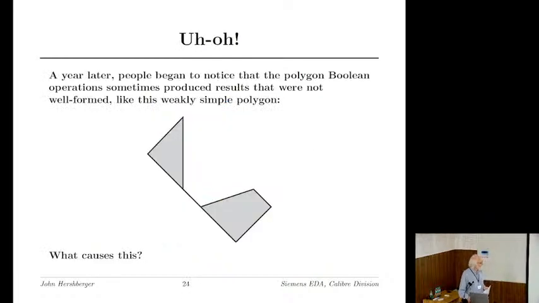But, unfortunately, a year later, people started to notice that the polygon Boolean operations sometimes produced results that weren't well formed, like this weakly simple polygon. The system is saying that these two polygons are a single polygon joined by edges that actually happen to be coincident.